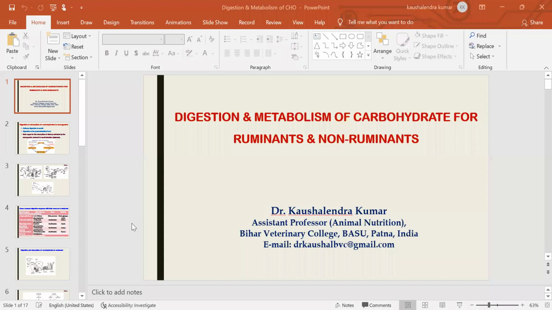So how the feed offered to the animals, of different composition, can be digested, and after digestion how metabolism takes place in the body of the ruminant and non-ruminant. Today I will discuss carbohydrate metabolism, and in coming classes I will discuss fat metabolism and protein metabolism separately.